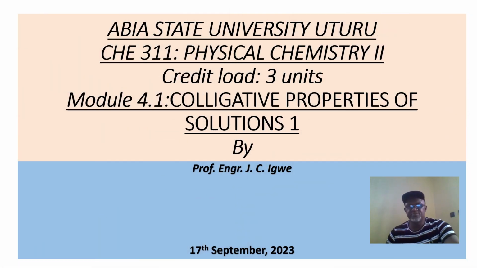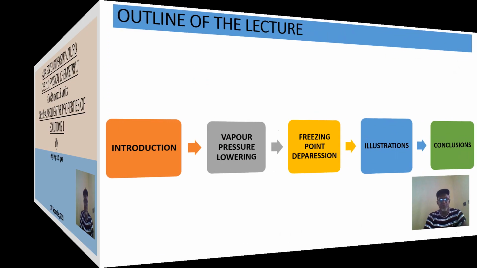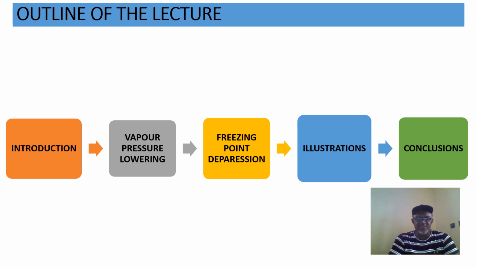Good morning, my students. We're back to CHE 311 Physical Chemistry 2 for the last module, Module 4.1 and Module 4.2. We're starting with Module 4.1, Colligative Properties of Solutions 1. We're going to look at introduction, vapor pressure lowering, freezing point depression. Then we'll look at illustrations and we'll conclude.